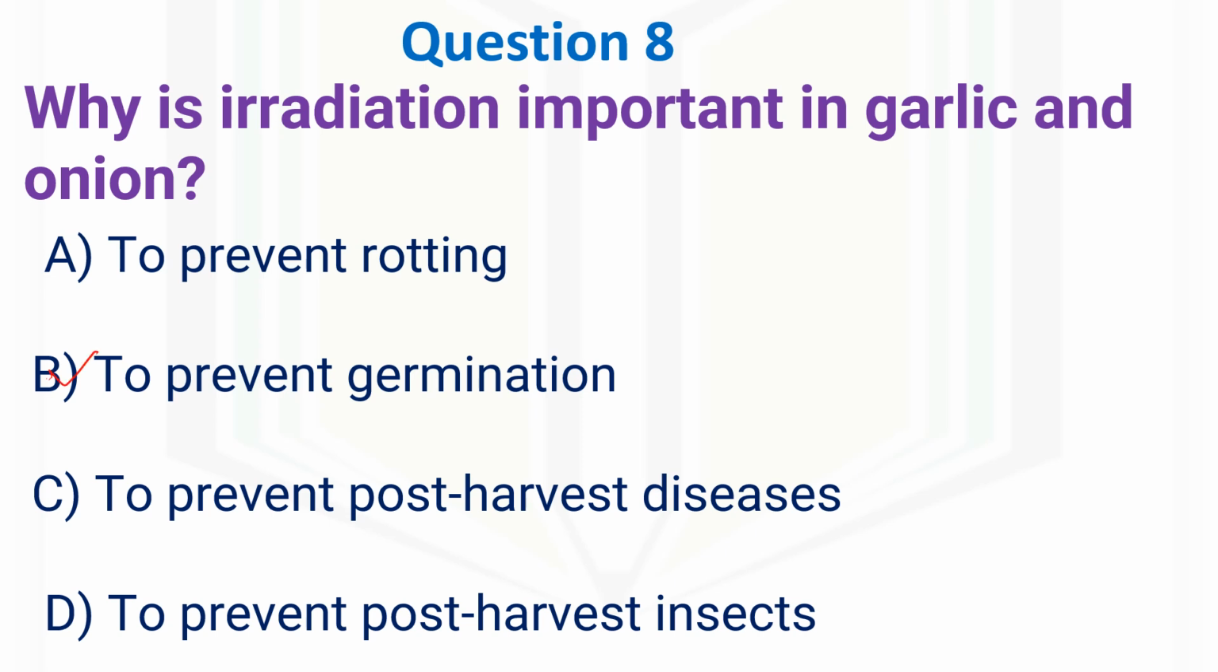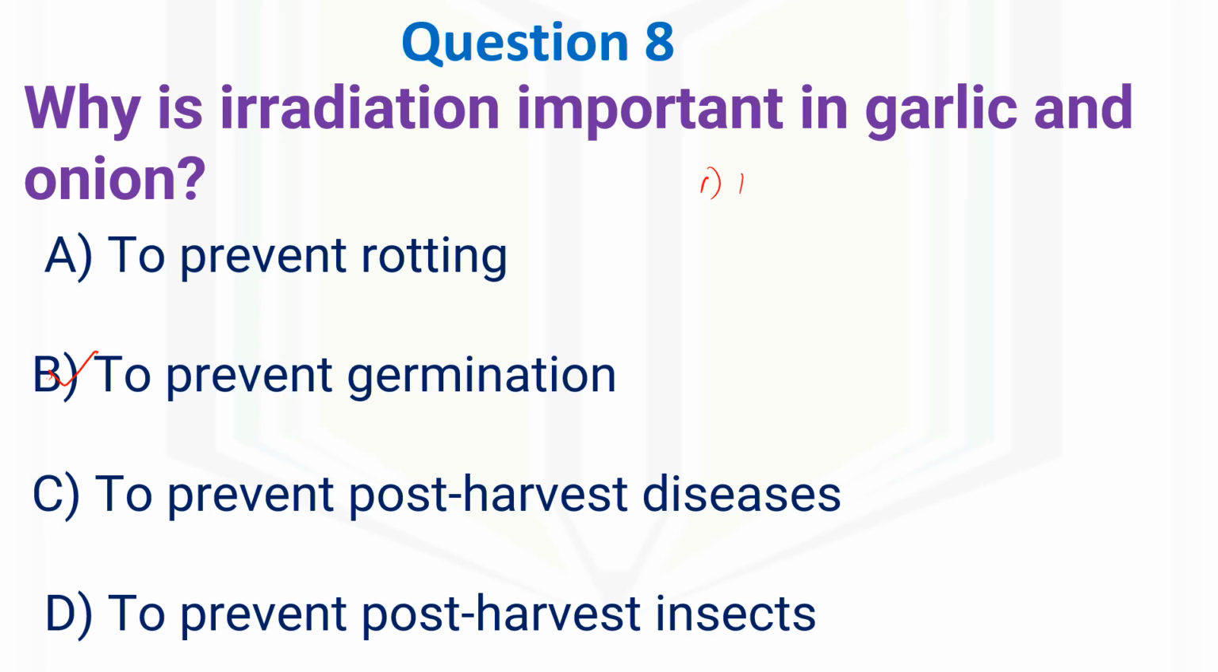So irradiation is a process which involves exposing food products to a controlled amount of ionizing radiation or high energy electron beams, and this treatment is carefully calibrated to prevent germination or sprouting, and also it will arrest the growth of microbes. So why is it important in garlic and onion? This is to prevent germination. Now how does it prevent germination?